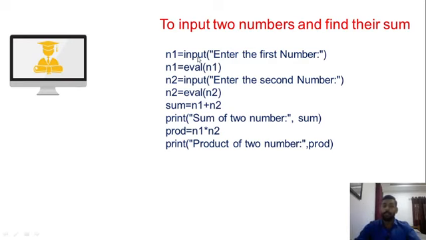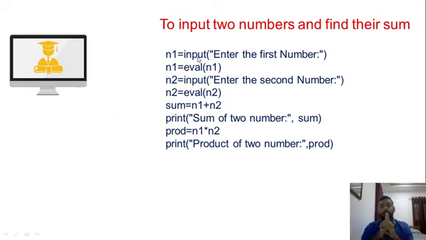There are two programming approaches, static and dynamic. n1 = 10 is a static program. But n1 = input('Enter the first number') is a dynamic program. In n1 = 10, we are giving the value for n1 at the time of coding. That's what static programming is.